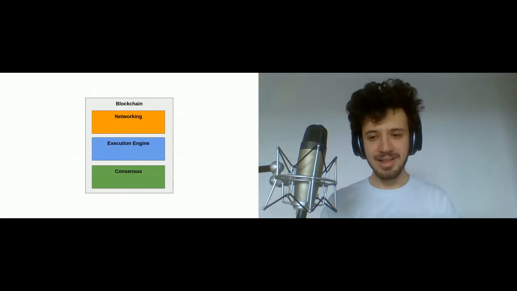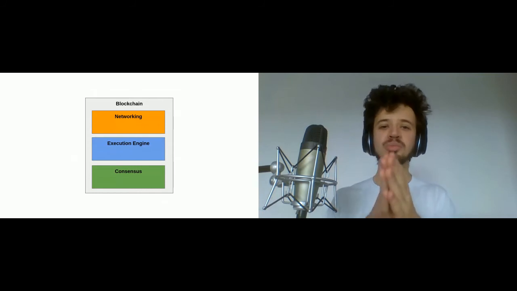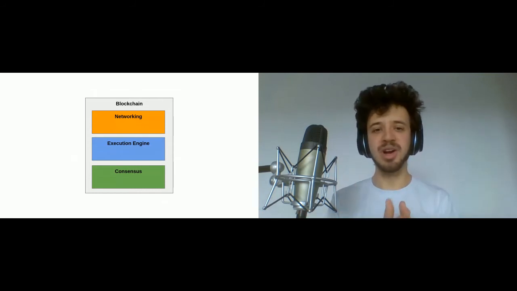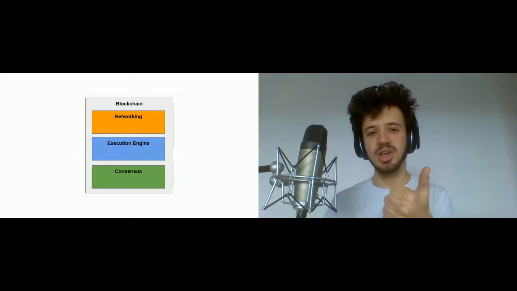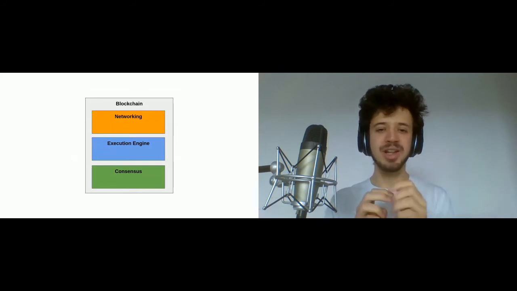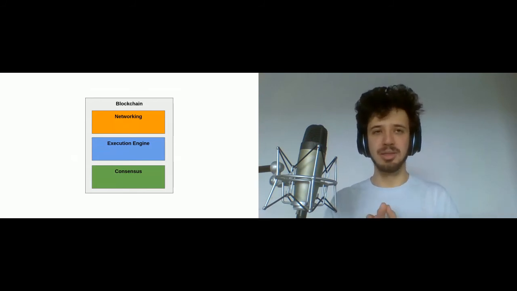So let's just say that so far, one practical blockchain is comprised of three main elements. First, we need a networking part. We need a way that the computers can actually form a peer-to-peer network so that they can communicate with each other.